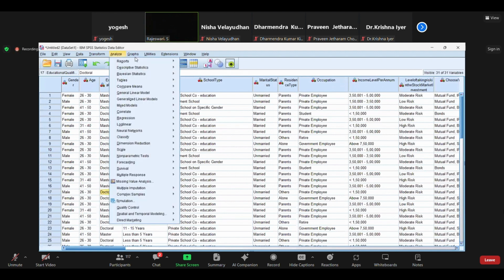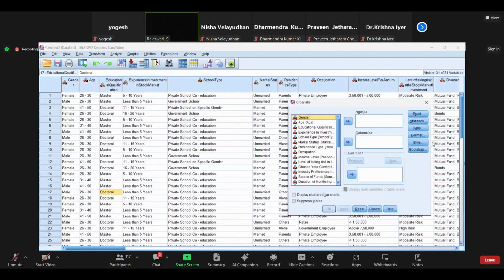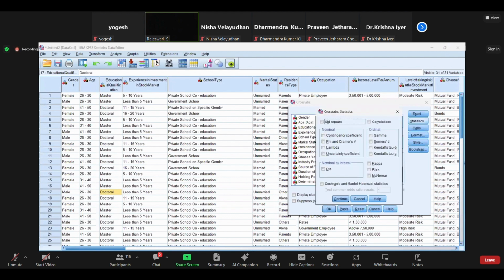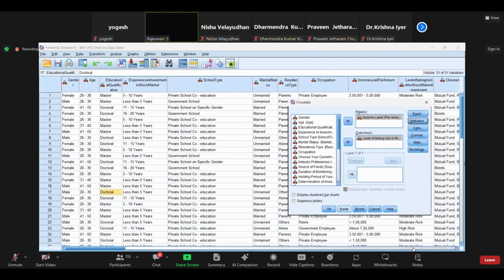So I have to start with analysis only. Suppose if I want to do chi-square, I can go to descriptive statistics, which has an option called cross table. I can click on it, and here I have to choose which is my row and which is my column. Say, for example, I've chosen income as my row and level of taking as my column. Then click on statistics, choose chi-square, and click OK. Then you will get the data.